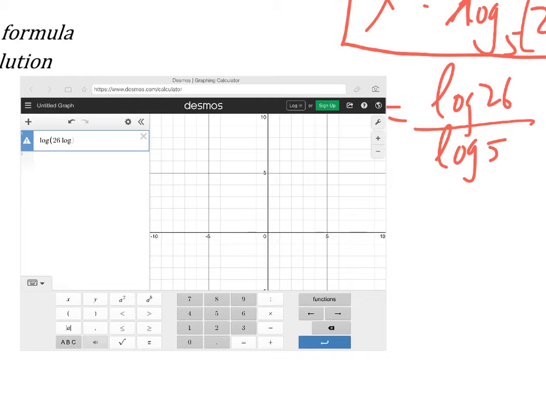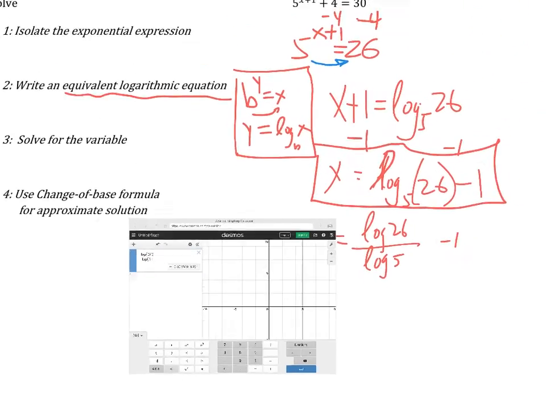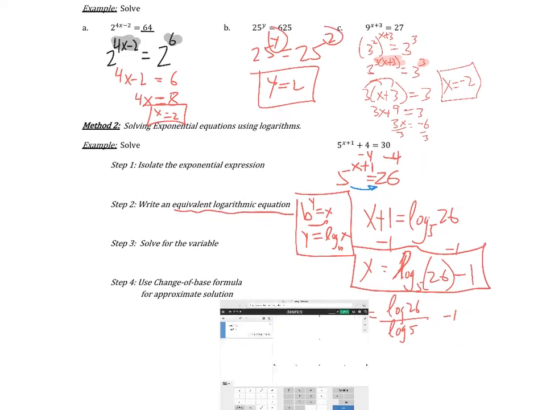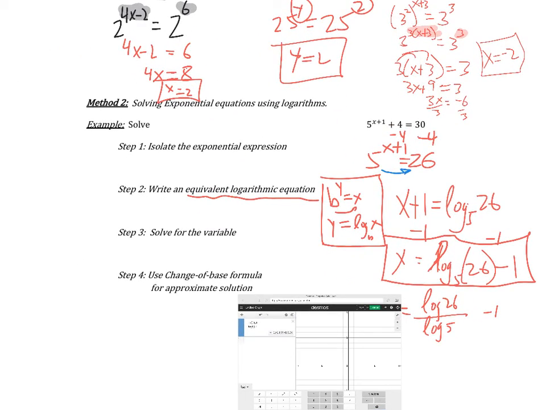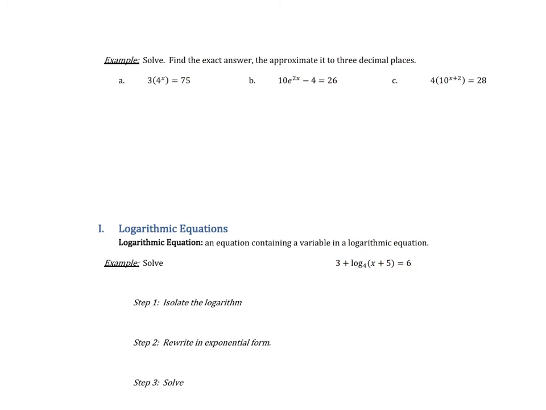Close the parenthesis, divided by the log of 5. There it is, 2.024. Okay, so x is approximately 2.024. So that's how it works. We change it to a logarithm, and then we use the change of base. We can find the exact answer, then we can use the change of base if we want an approximate answer.